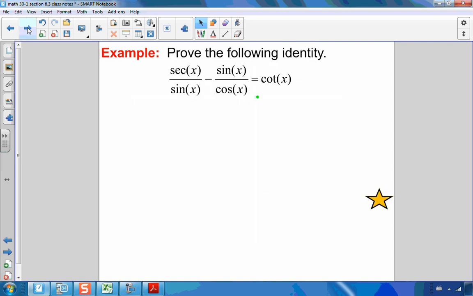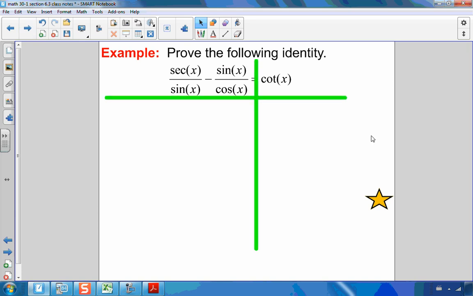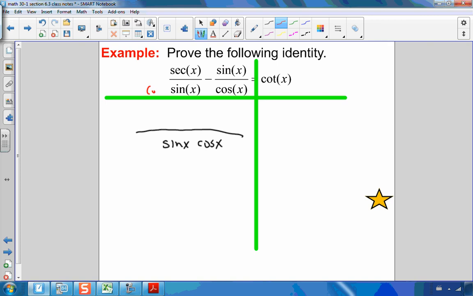Okay, so another one here. Prove the following identity. Secant over sine minus sine over cos equals cotan. Okay. I think what I'm going to do here is common denominator. So looking at this, I'm going to write it as a common denominator of sine x and cos x. So in fraction number 1, to make this the same, I would multiply top and bottom by cos x. So I'm going to have cos x secant x minus, and over here to make them match, I would multiply top and bottom by sine x. So sine times sine is sine squared x.